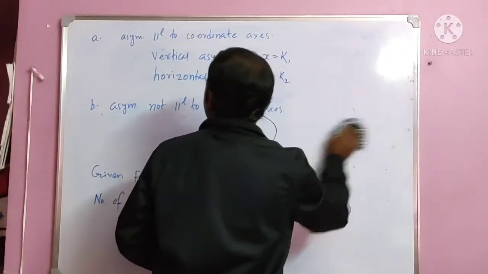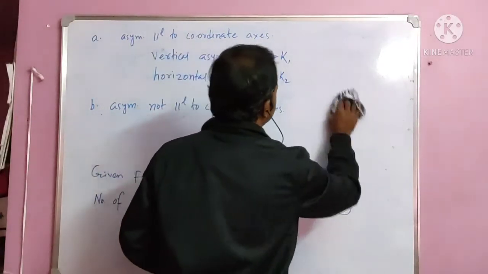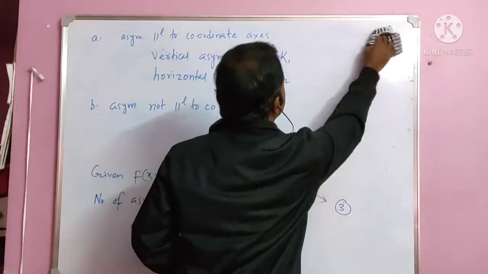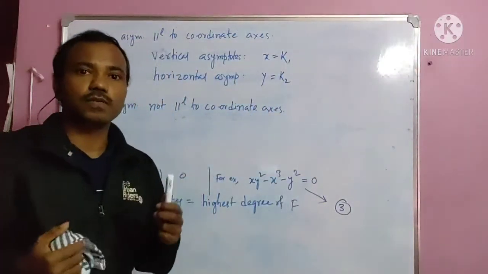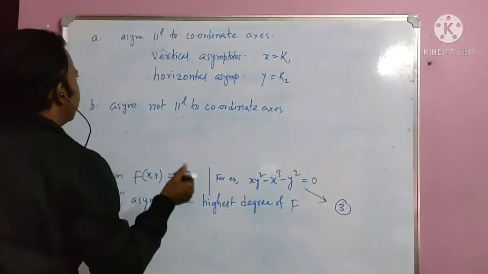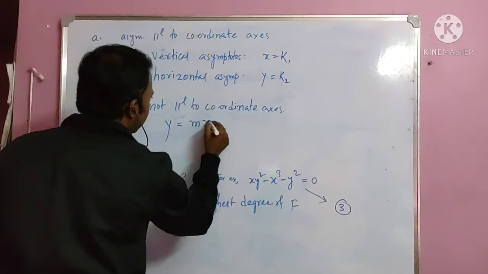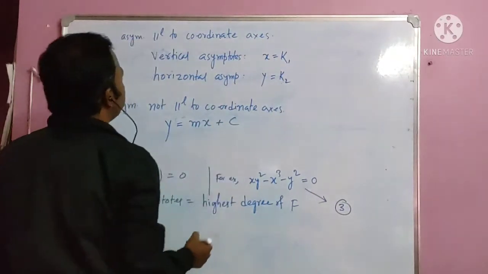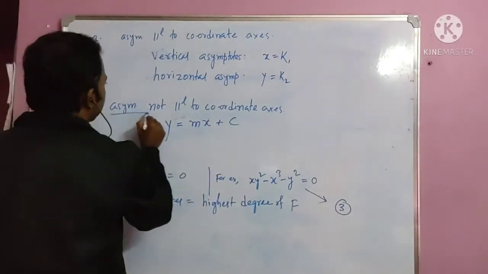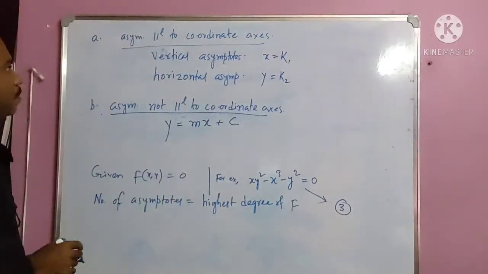And the other portion, those asymptotes which are not parallel to the coordinate axis, that have a slope, that's why they are not parallel to the coordinate axis. So that means it has a slope. So the straight line which has slope looks like this form, y equals mx plus c. We are getting two types of asymptotes.